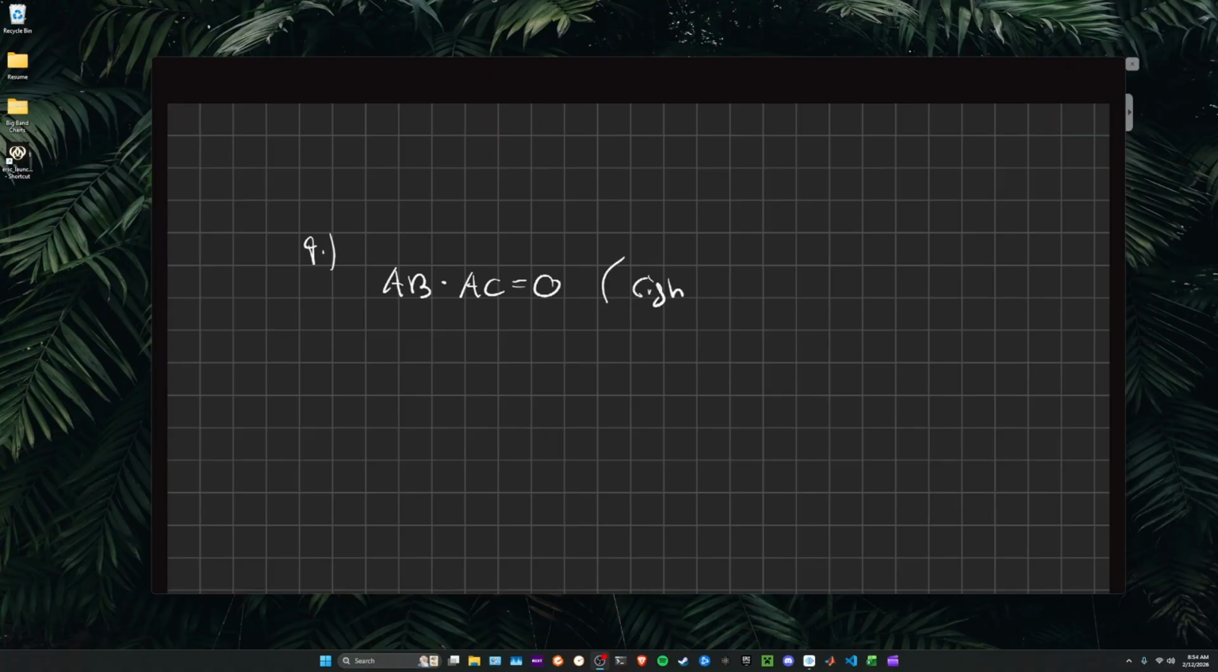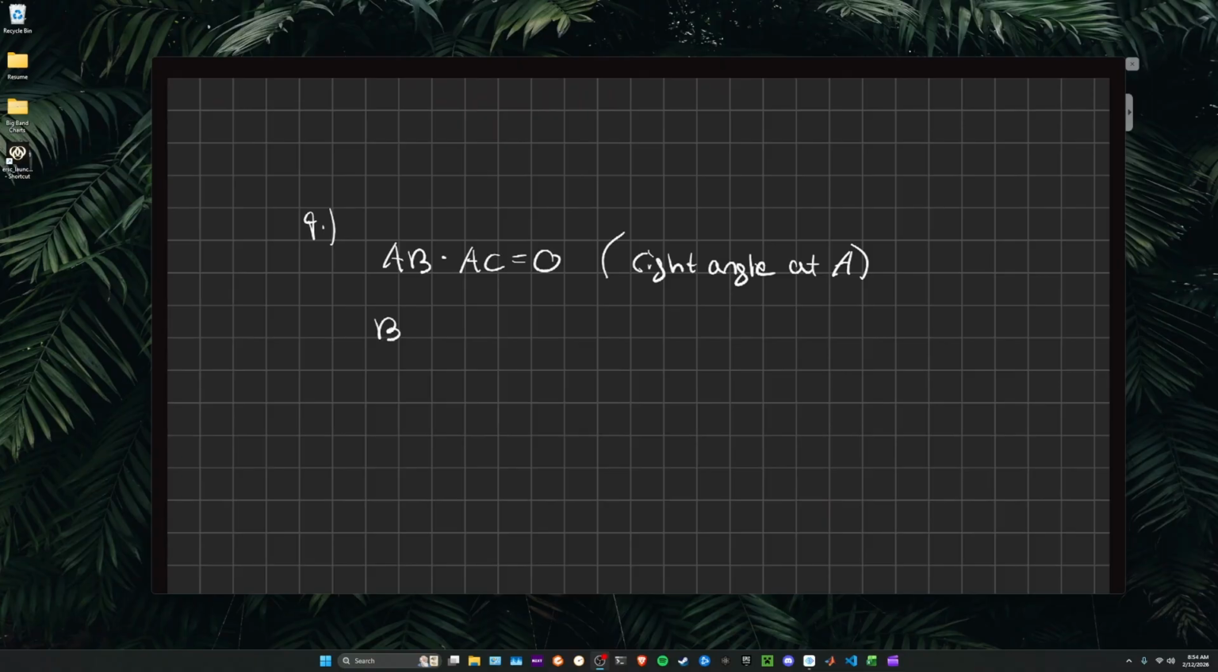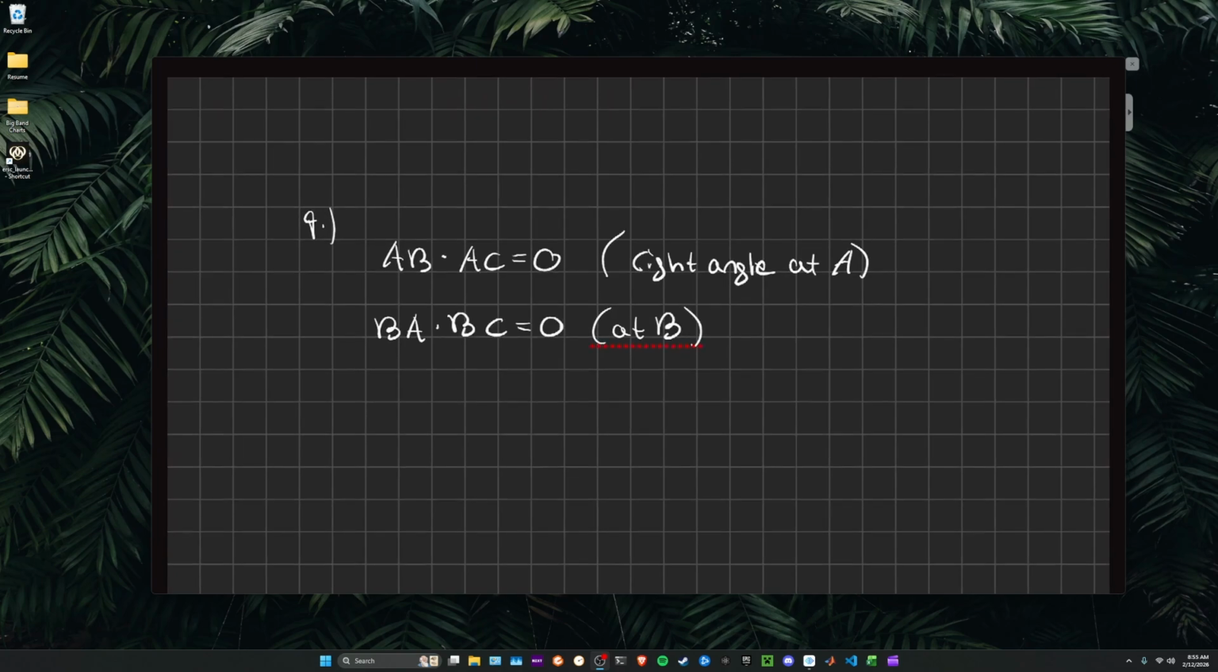Right angle at A. Similarly, if we had BA dotted with BC being 0, then we would have a right angle at B. And then you can probably see the pattern. If we did it for CA and CB, and their dot product was 0, then the right angle would be at C. So we're always focusing on the vertex in our order of operations.